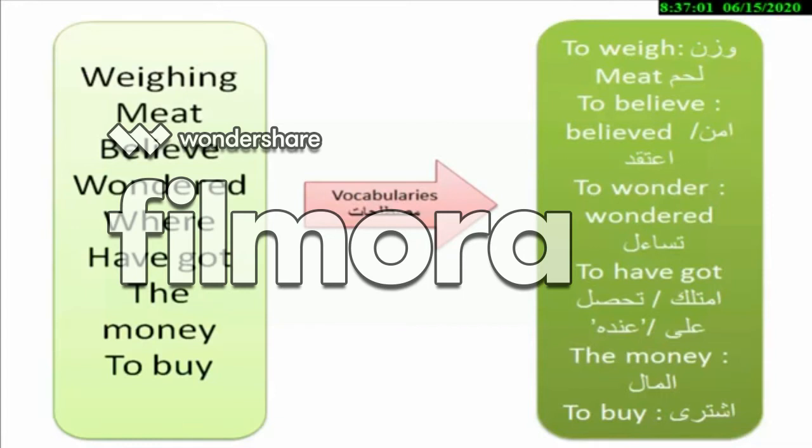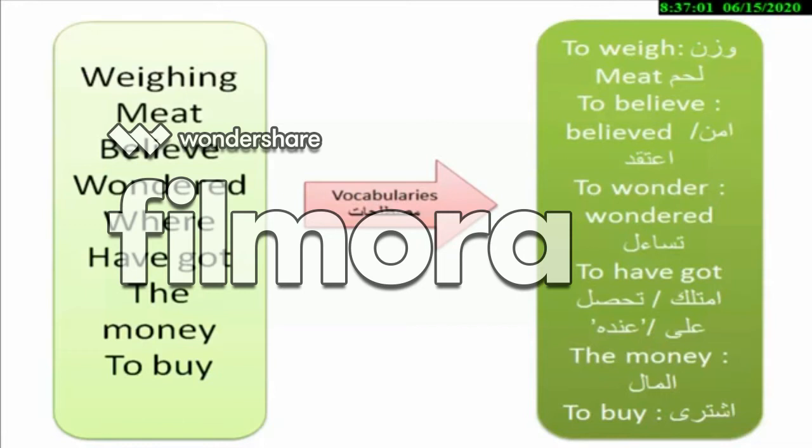Now let us move to the right side and explain the meaning in Arabic. We have the word or the verb to weigh, وزن يزن. Meat, اللحم، لحم البقر. To believe, آمن, but in the past, believed, we add ed because this is a regular verb, or اعتقد. To wonder, تساءل. The past, wondered, we add ed also. It is a regular verb.